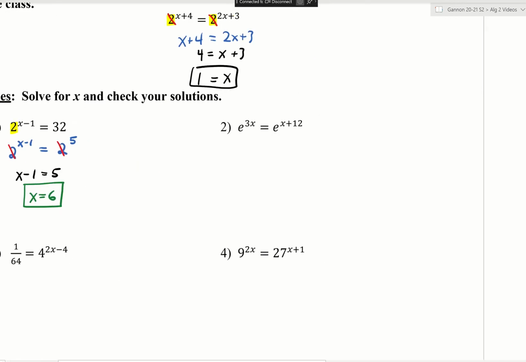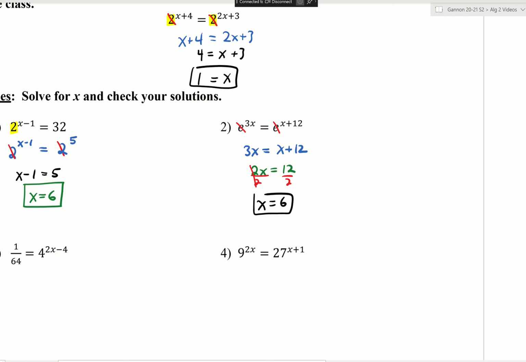All right, let's move to example 2. Again, pause the video, give it a shot on your own. But what I recognize first is you have two exponential terms. They are both base e. So all we're going to do is drop the base. From there, 3x equals x plus 12. We need the variables to be on one side, so I'm going to subtract x. 2x is equal to 12. And then we can divide both sides by 2. And our final answer, x equals 6.